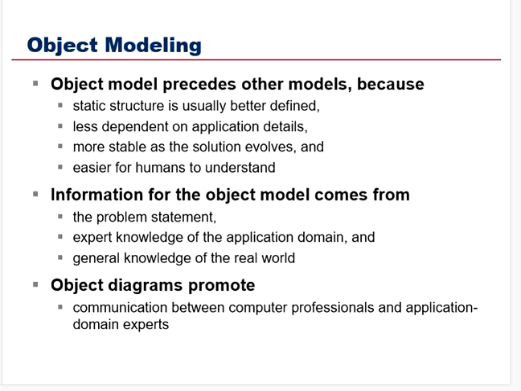The information for the object model is collected from the problem statement. It is the information coming from the expert knowledge of the application domain. It is the information related to the general knowledge of the real world. From this, the information is collected for the particular object model. This object diagram generally promotes the communication between the computer professional and the application domain expert. So this is about the introduction.